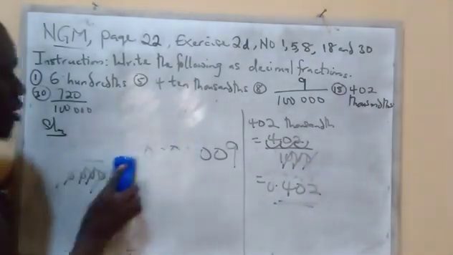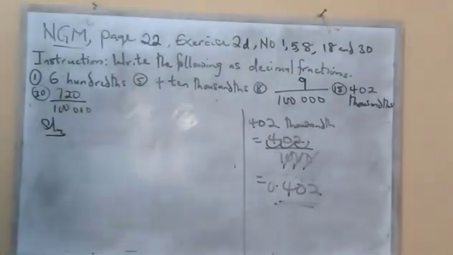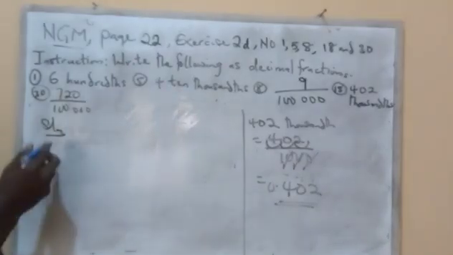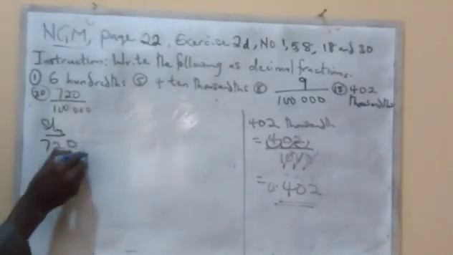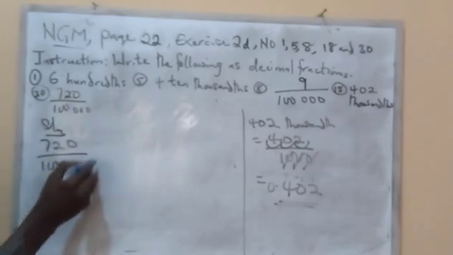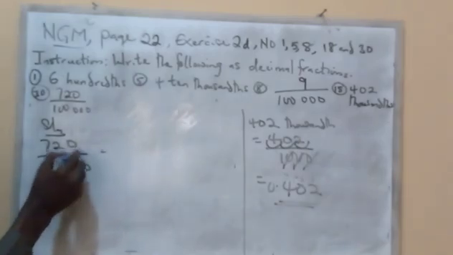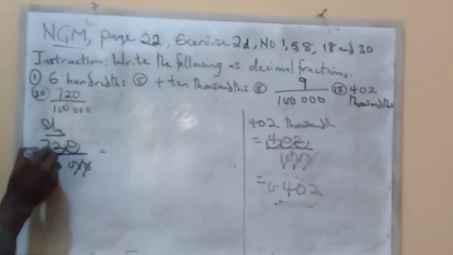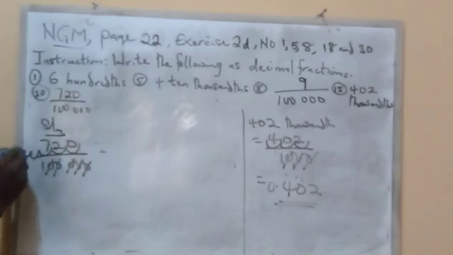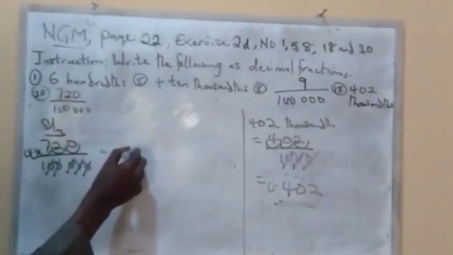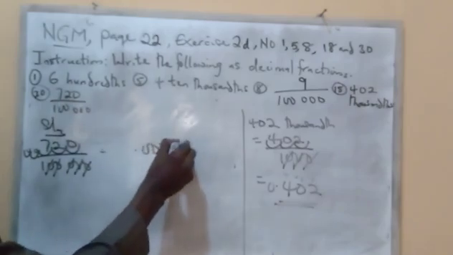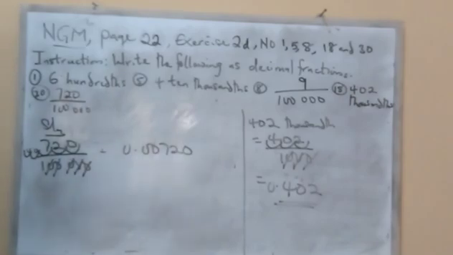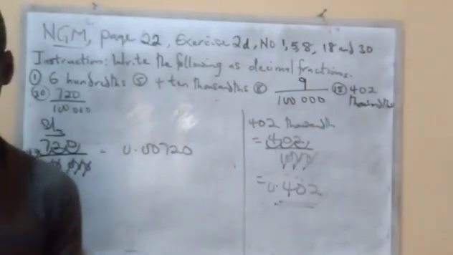The last but not the least is 720,000 over 100,000. How do we do that? The same way. So we move the point. As we take care of the 0, we cancel the 0, we move the point. So all the empty baskets there, we fill them with 0. So we have 0.00720. Then we add this. These zeros here may not be put there, but if you put them, there's no blame.